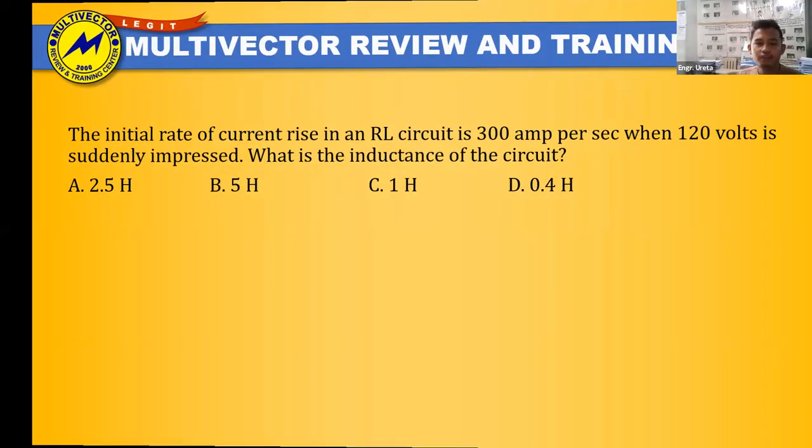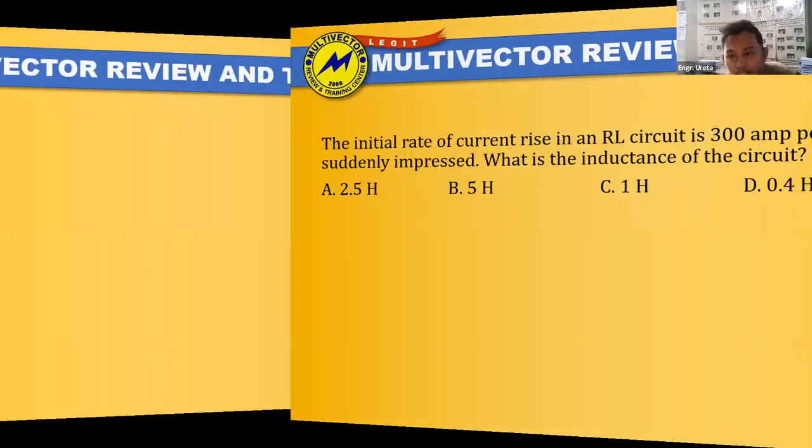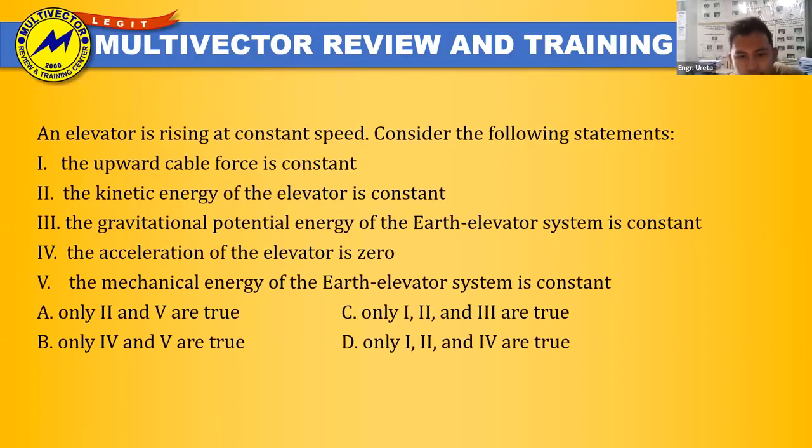Okay, problem number 44. Sabi, an elevator is rising at a constant speed. Consider the following statements. So 1, 2, 4, 5, I mean. So ano daw yung mga statement na true dyan? So in terms of elevator, sinabi rin naman sa problem, sabi niya, rising at a constant speed. Therefore, yung velocity ko doon is just equals to constant.